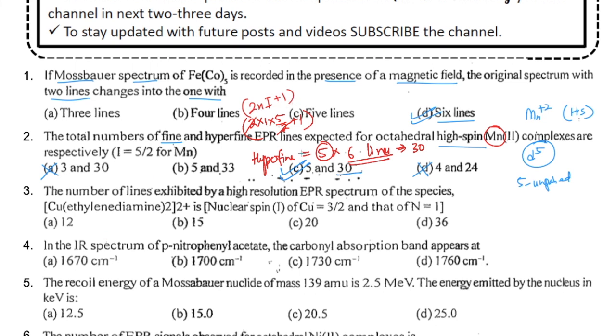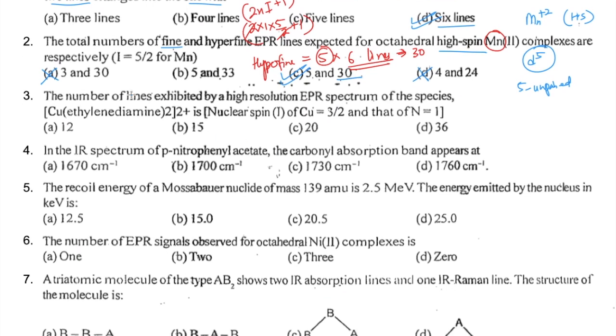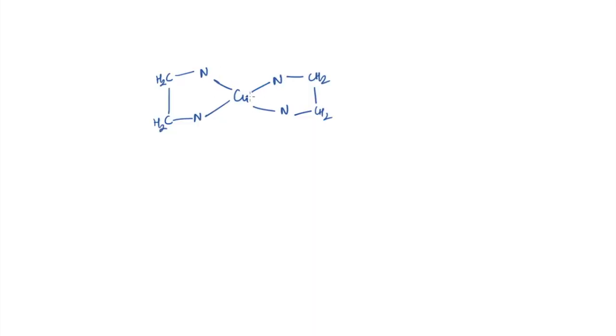Alright, let's go to the next question then. The next one says: the number of lines exhibited by the high resolution EPR spectrum of the species Cu(ethylenediamine)2 2+, this is a copper complex. The nuclear spin of copper is given as 3/2. For nitrogen it's given as 1. We have to draw it in order to understand. Alright, so this is how your complex will look.